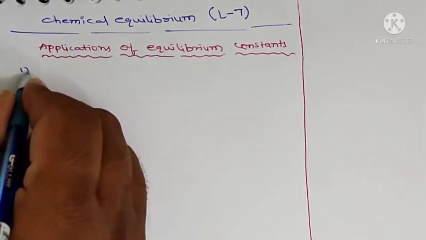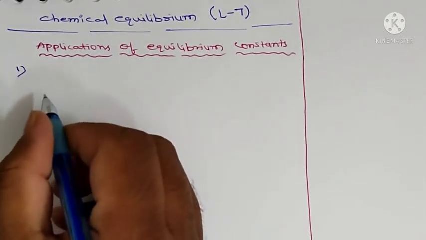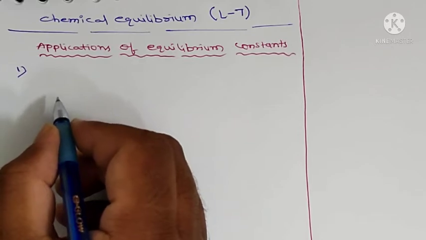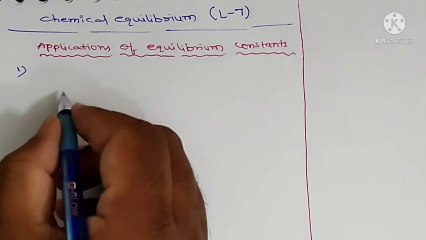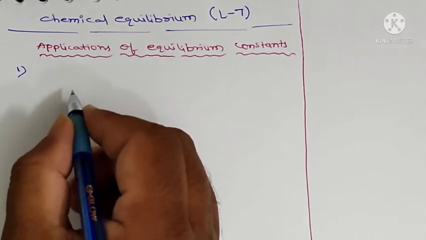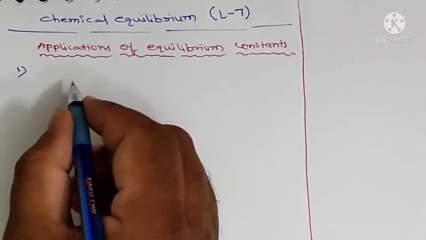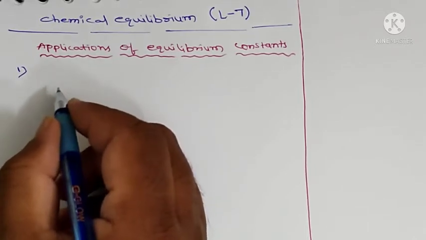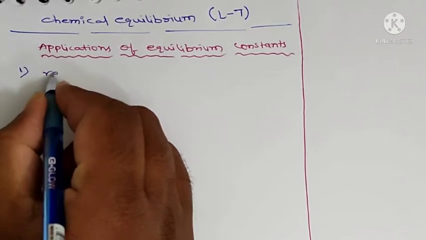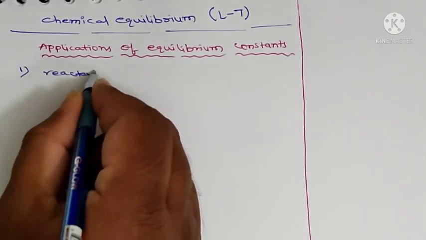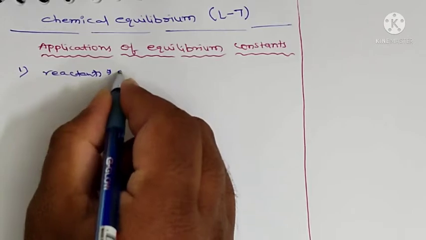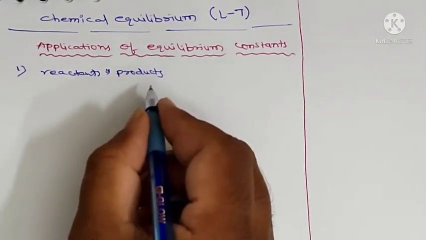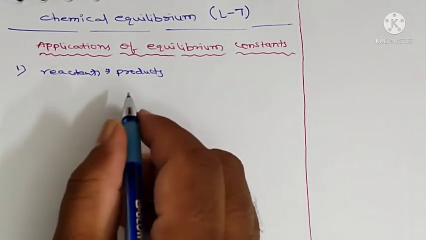Number 1, the expression for equilibrium constant is applicable only when the concentrations of reactants and products attain constant values at the equilibrium state.